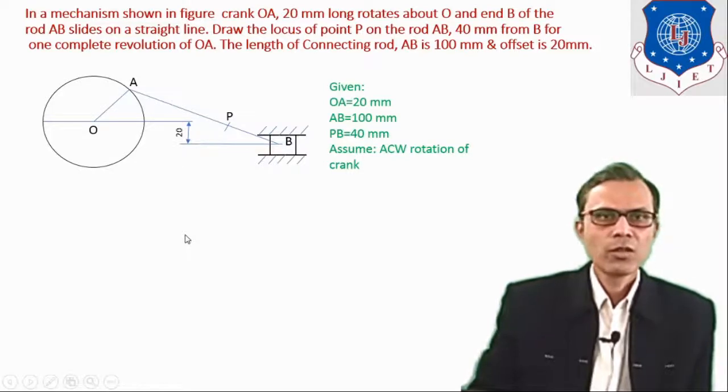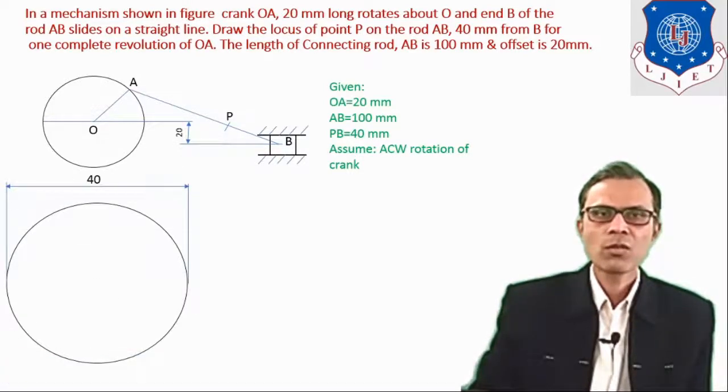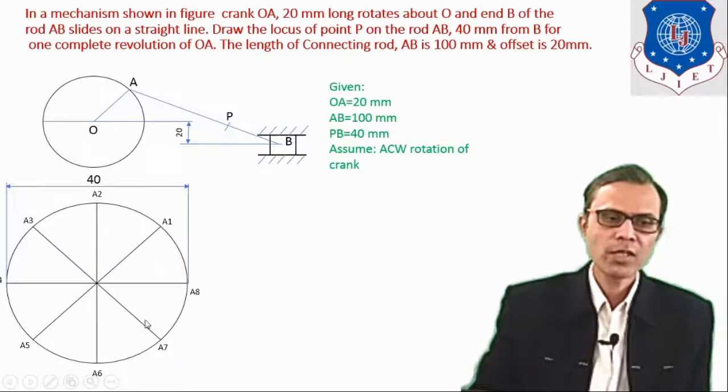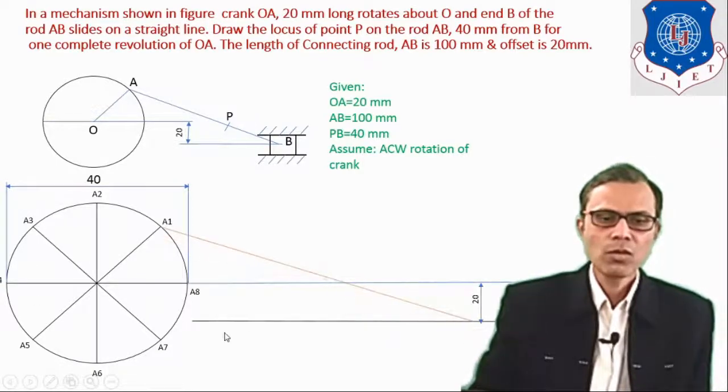Now let's draw the locus. So first draw a circle of radius 20 mm. So diameter of circle is 40 mm. Divide this circle into 8 equal divisions. Write down all the notations in anti-clockwise direction because the crank is rotating in anti-clockwise direction. So these are the notations and different positions of the crank. Draw locus line of the slider, and it should be at a distance of 20 mm from the center line of the crank because it is the offset distance which is given in the data.